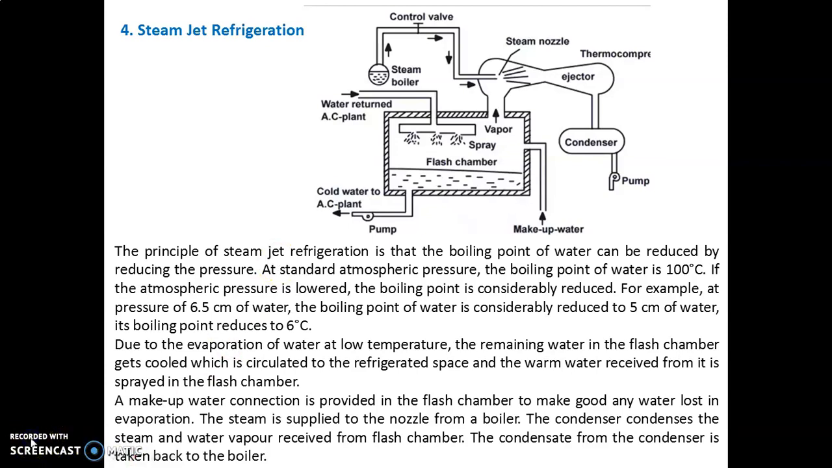So students, the basic science behind it is the evaporation of water at a low temperature; the remaining water in the flash chamber gets cooled, which is circulated to the refrigerated space, and warm water received from it is spread in the flash chamber. So the basic principle of steam jet refrigeration is that the boiling point of water can be reduced by reducing the pressure.